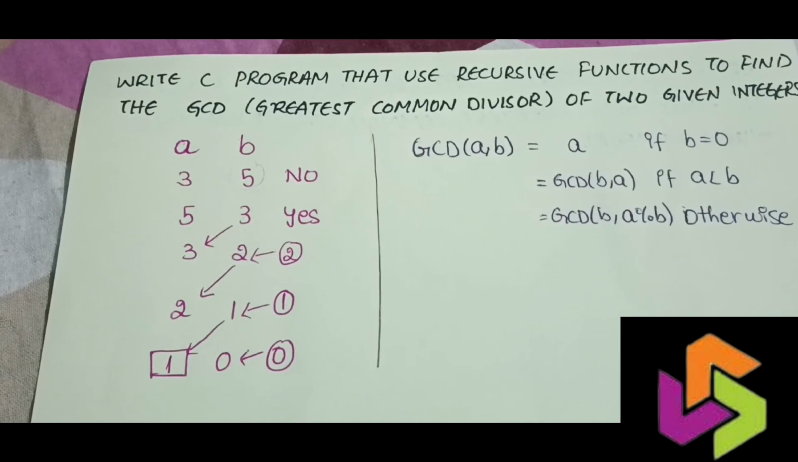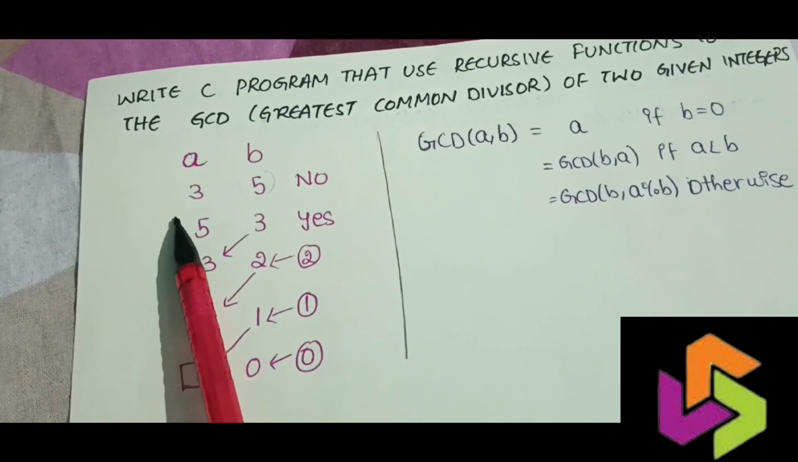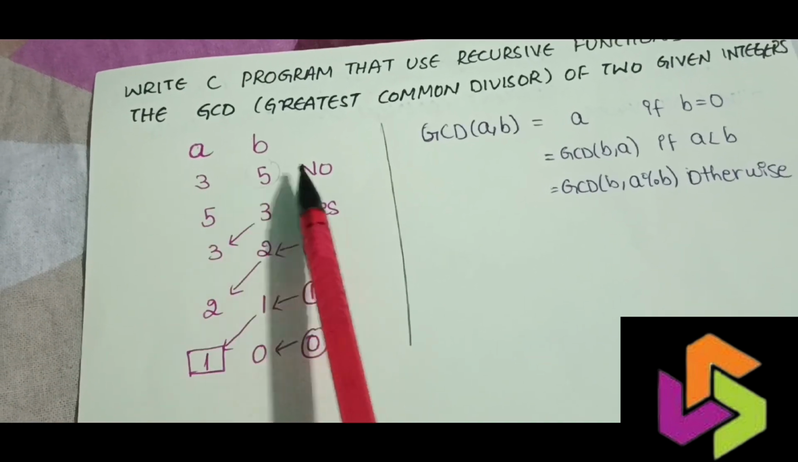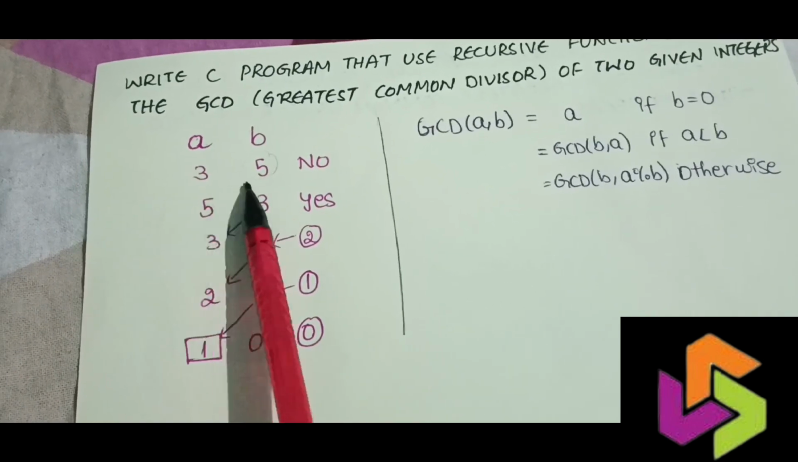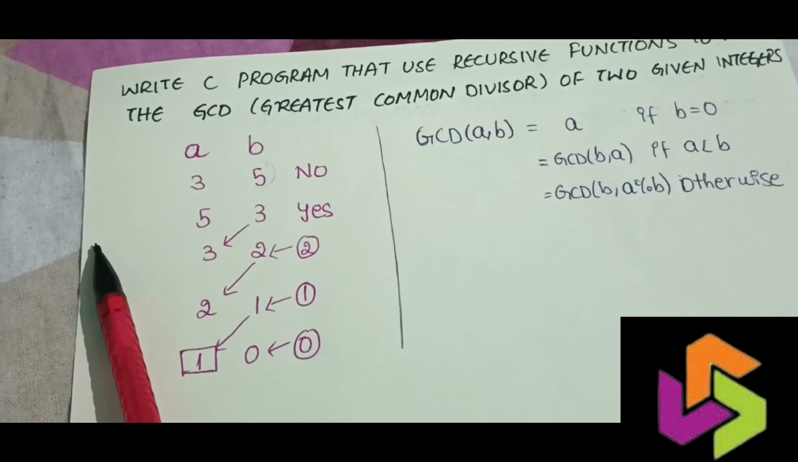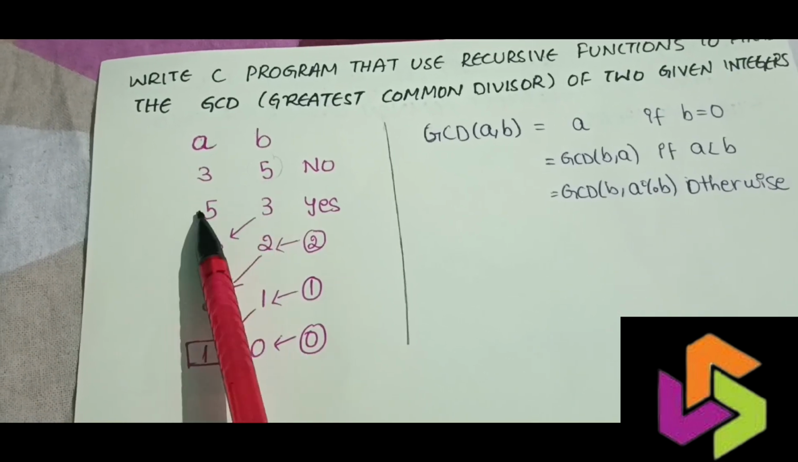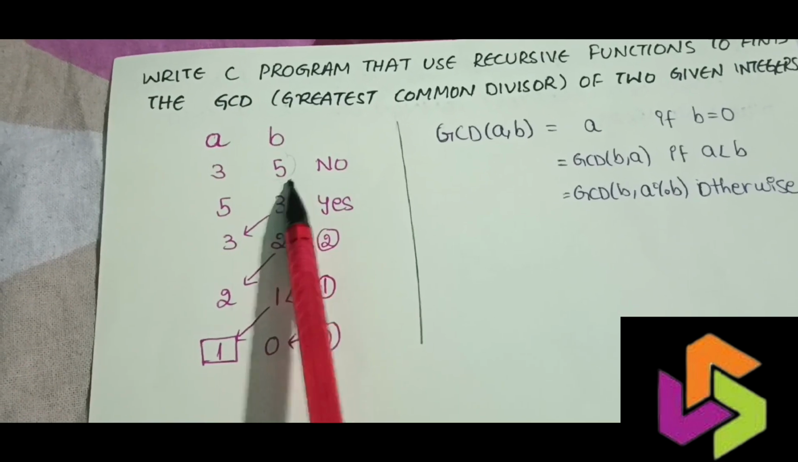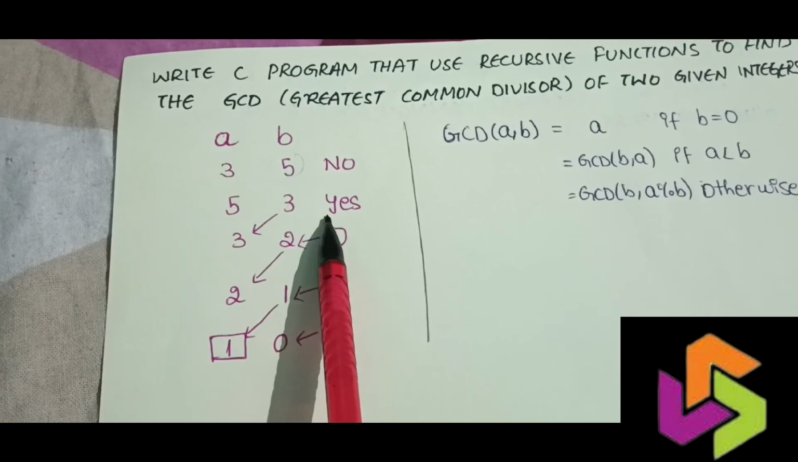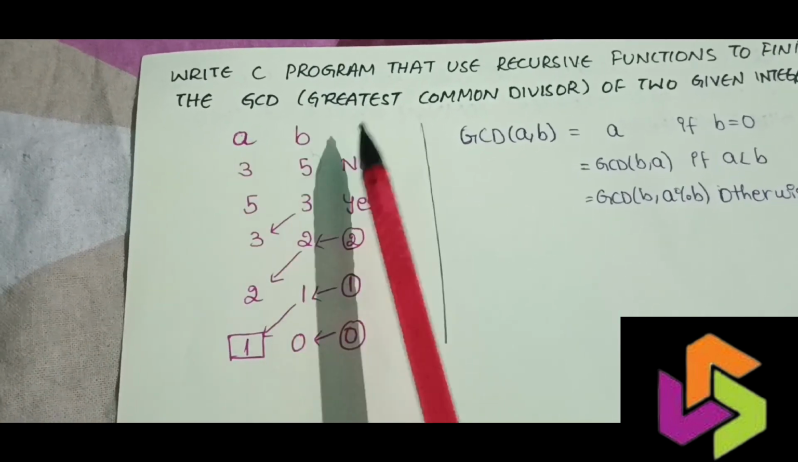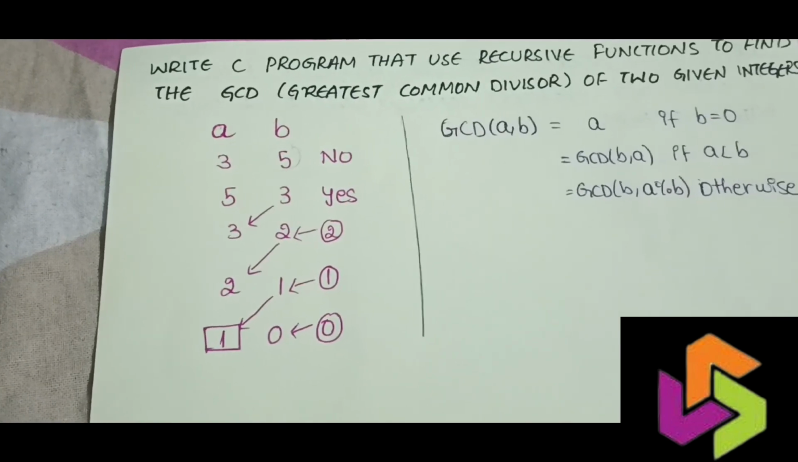Now let us see the logic for this problem. Let us consider two numbers a and b. If the value of a is less than the value of b, then GCD is not possible. This is the rule of GCD, and in that case we exchange these two values, that is, b value comes to a and a value goes to b. Then it is possible to find the GCD of two numbers.